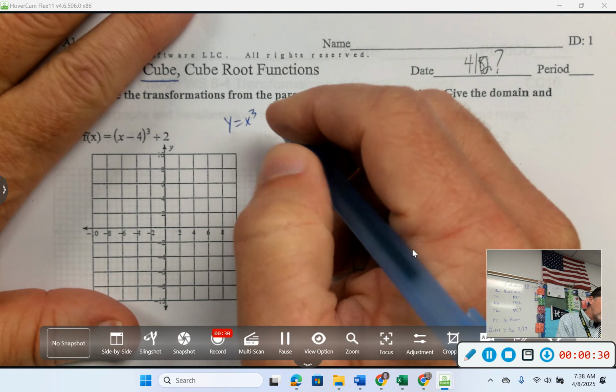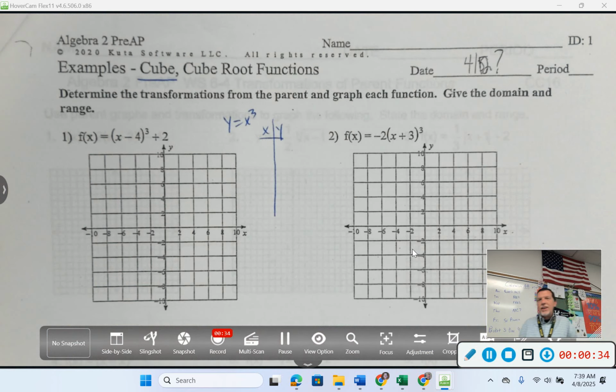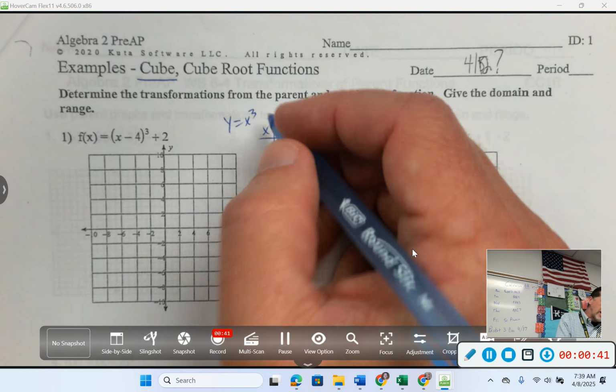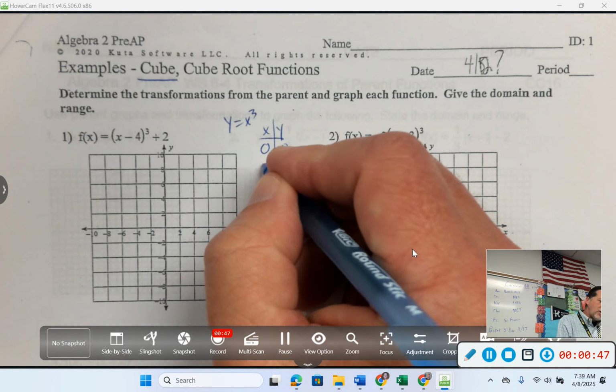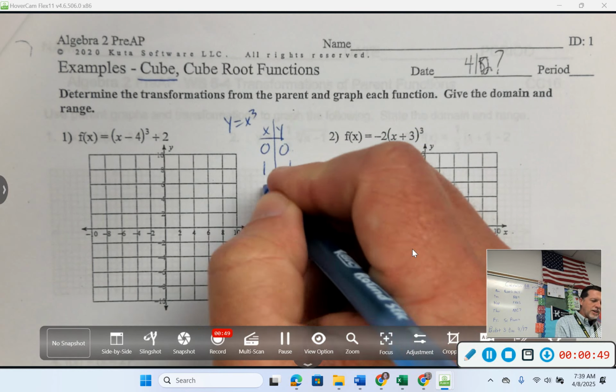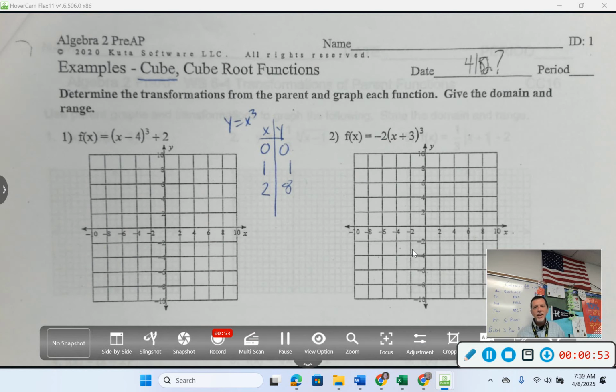In fact, let's just remind ourselves with a table of values. That's always a safe way to go. If you get stuck on something and you can't remember what it looks like, start plugging numbers in until you figure it out. Because if I cube 0, I get 0. If I cube 1, I get 1. If I cube 2, I get 8. If I cube 3, 27. And then I'm probably off the graph, so I'm not writing anything down anymore.